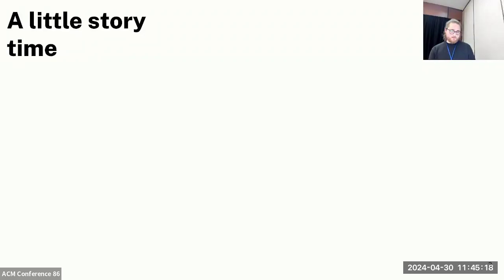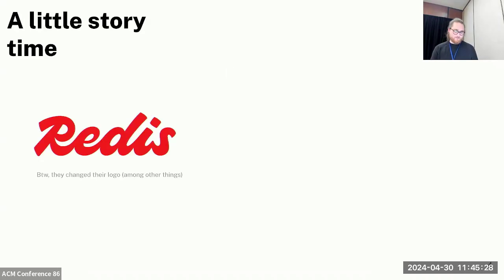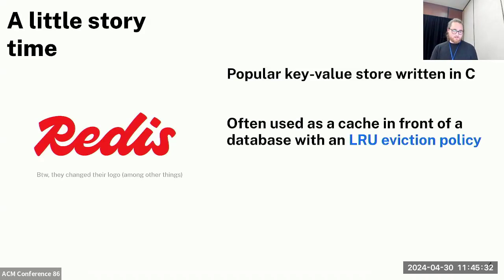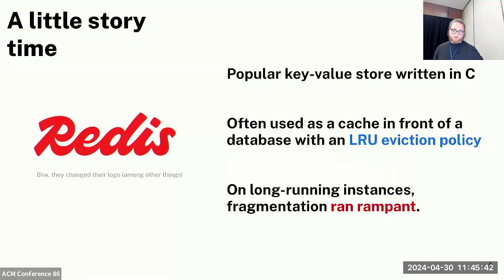I want this story to focus on a little tool, which I think we all know. It's our favorite recently corporatized and rebranded tool, Redis. It's a very popular key value store written in C. It's often used as some kind of cache in front of a more complicated database. And usually there's an LRU policy where you evict keys over time. And because of this, on long-running instances, fragmentation can run rampant.